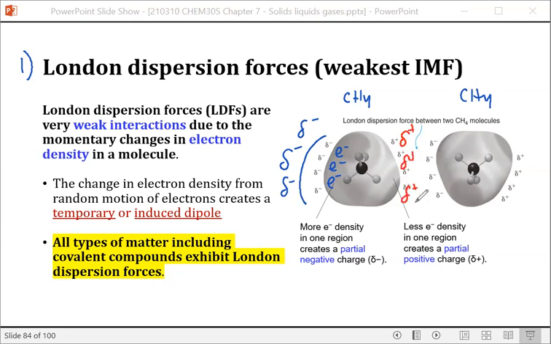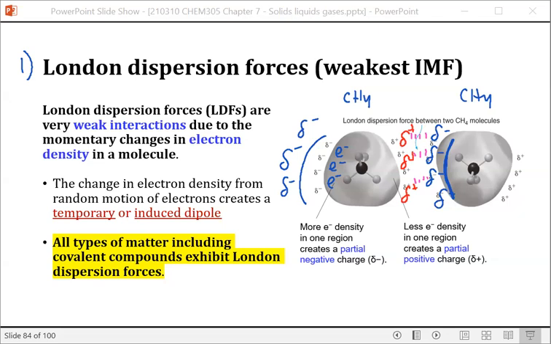When this happens, it might just temporarily randomly happen in one molecule, it can induce the same thing to happen in the next molecule, because this one now has a partially positive side. It's going to attract electrons to it. So it's going to induce the one next to it to swing its electrons over to the side so the opposite charges can be attracted to each other. And when opposite charges are attracted, the partially negative side of the left molecule being attracted to the partially positive side of the right molecule, you get this temporary intermolecular force called a London dispersion force.